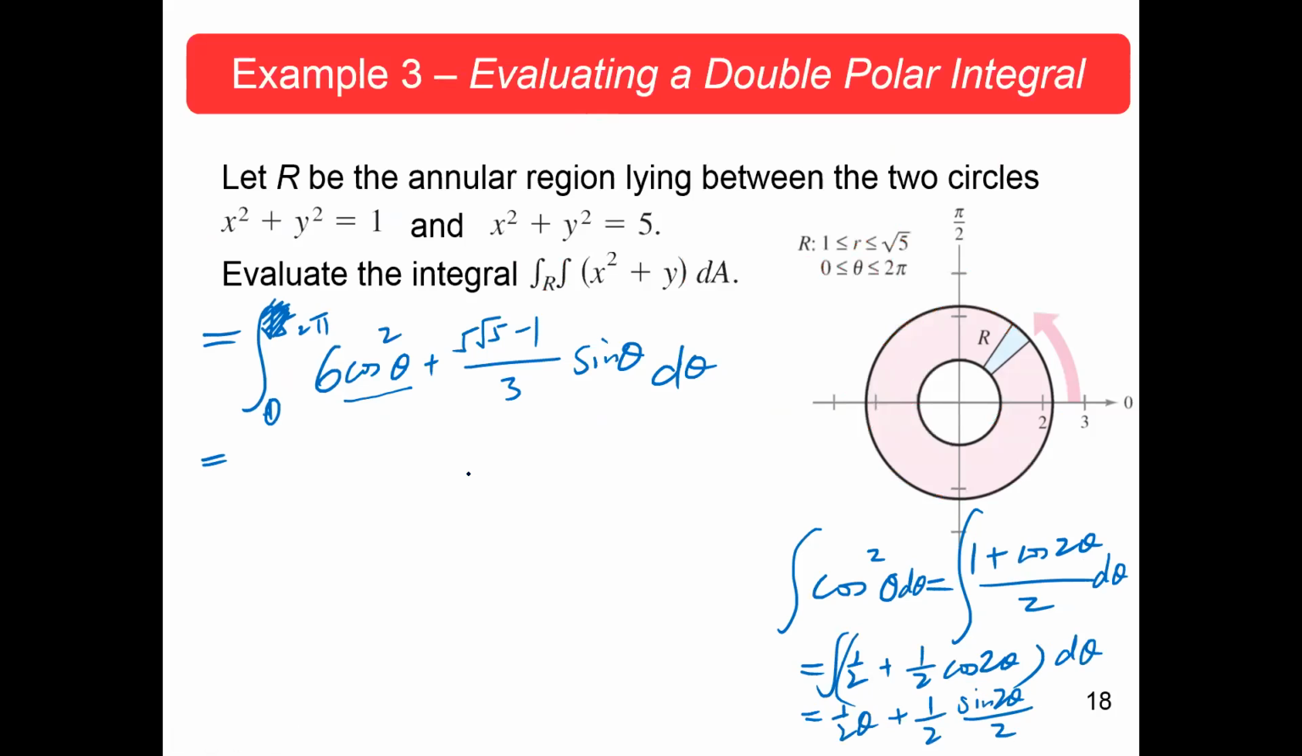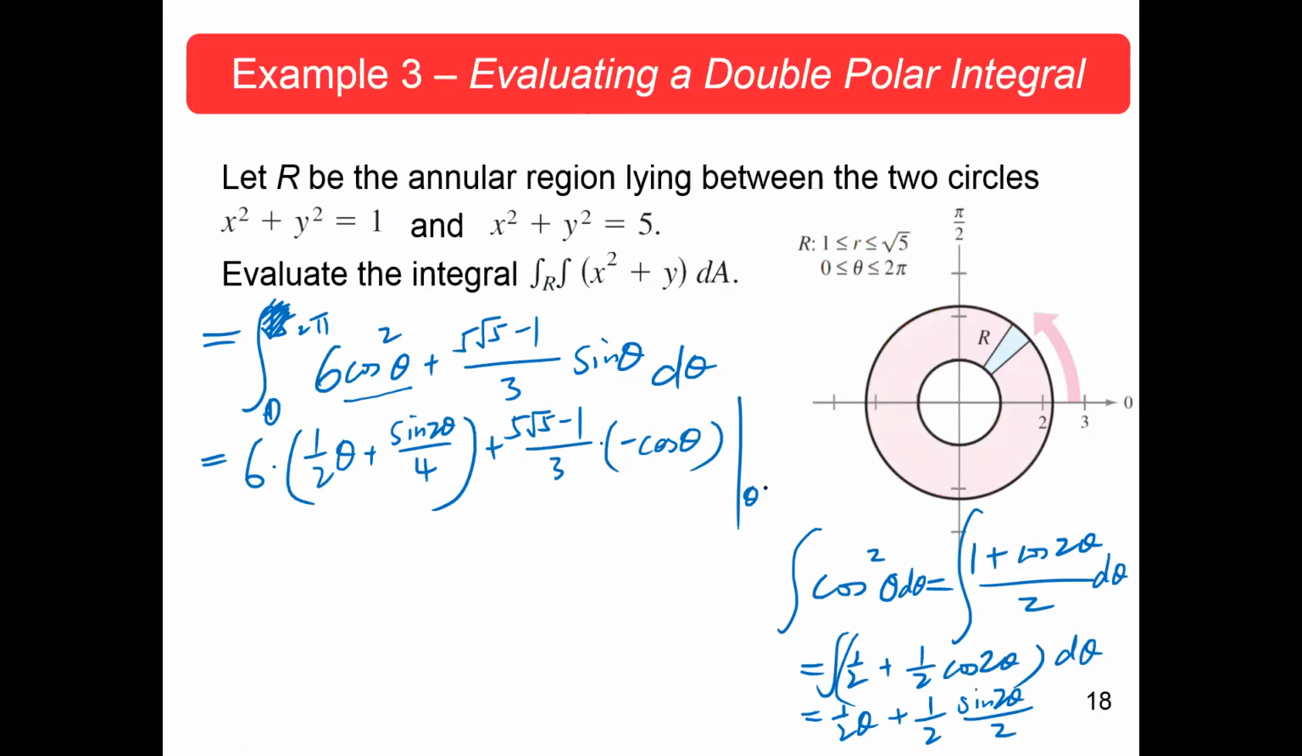Yep. Okay, so we're going to apply that formula. So 6 is the coefficient, times the integral of cosine theta squared, so we have 1/2 theta plus 1/4 sine 2 theta. That's the antiderivative of cosine theta squared. The second part is pretty straightforward, right? So 1/3 times 5 root of 5 minus 1. The antiderivative for sine theta would just be negative cosine theta, right? And then we're going to plug theta, 0 and 2 pi in.